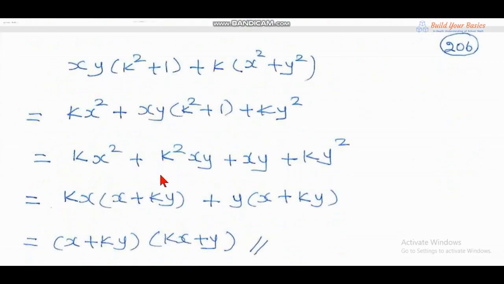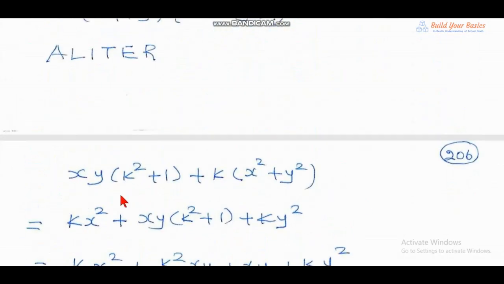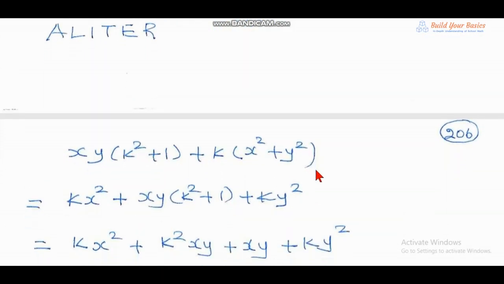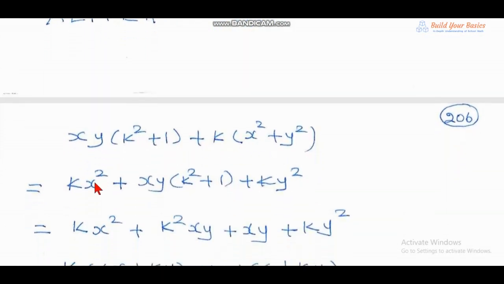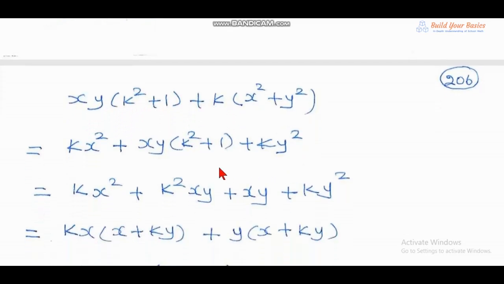We can also do the problem this way. xy into k square plus 1 plus k into x square plus y square. That is kx squared as the first term, plus k square plus 1 into xy, or xy into k square plus 1. This is constant, this is variable. So xy into k square plus 1 plus ky square. Now multiply: kx squared plus k squared xy plus xy plus ky squared.